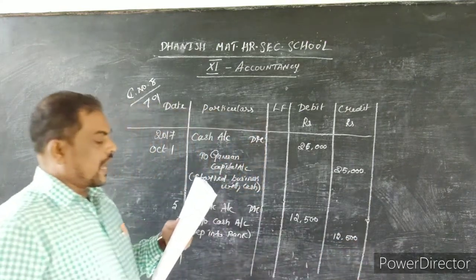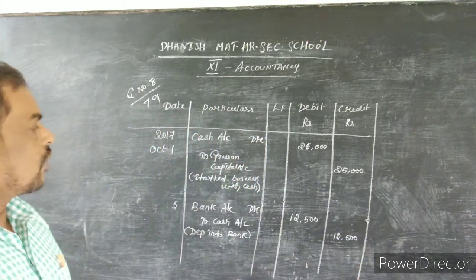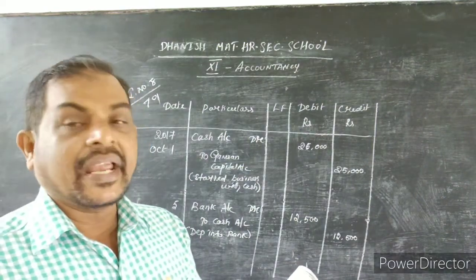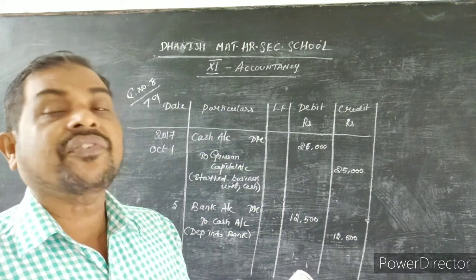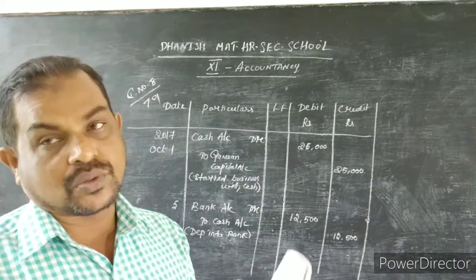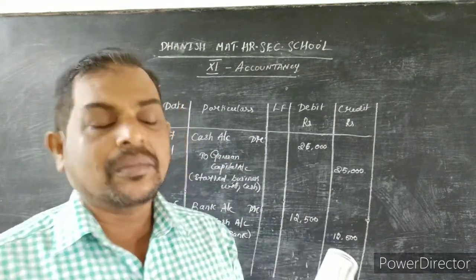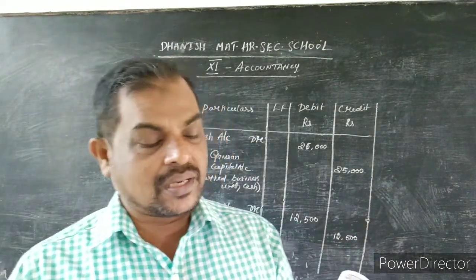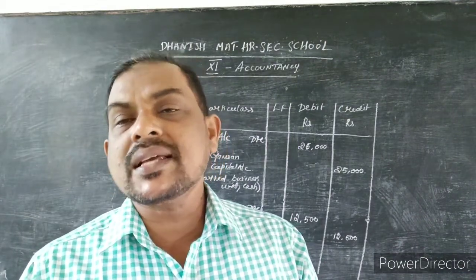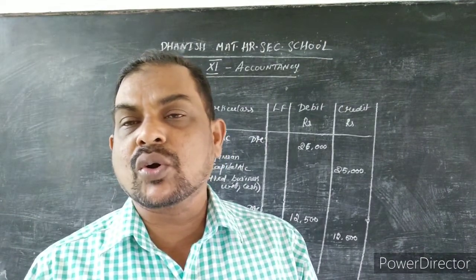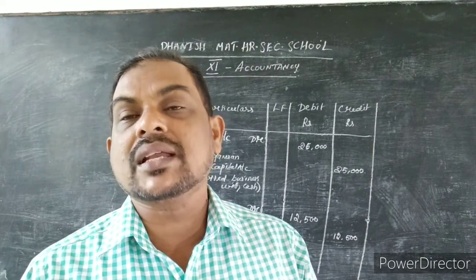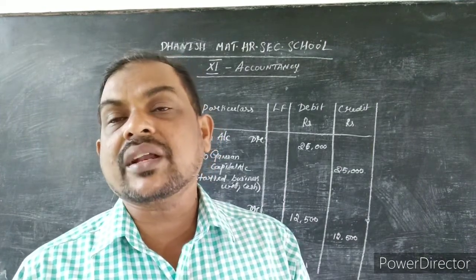Now the third journal entry is date 10. Purchased furniture and payment made by check rupees 2,000. Mr. Ganeshan purchased one furniture for his business. The furniture is an asset. If any asset comes in, as per the real account rule, debit what comes in. So the furniture will come in the debit side because furniture is an asset.